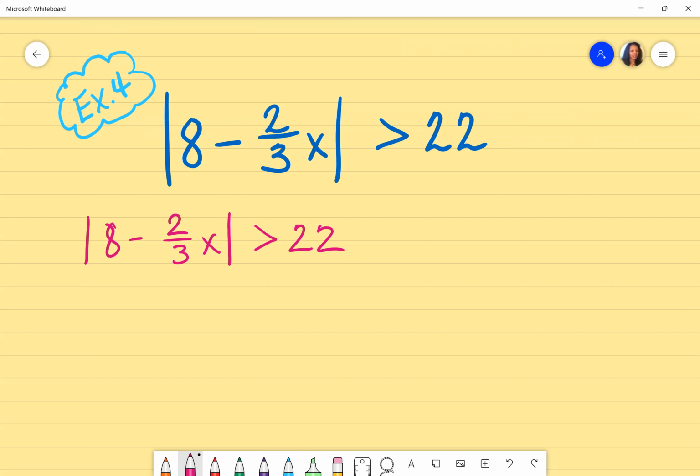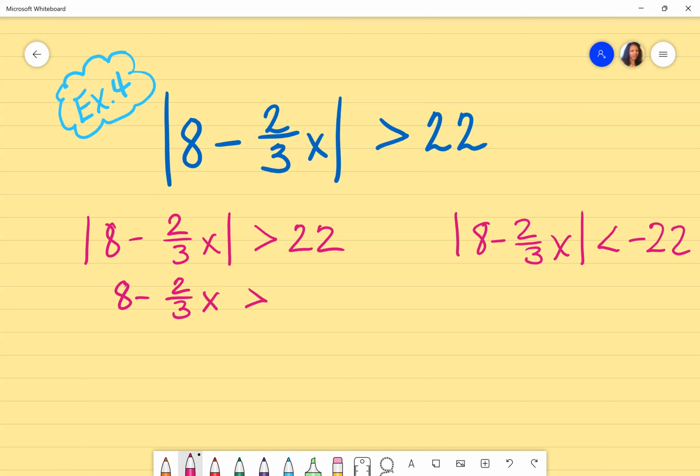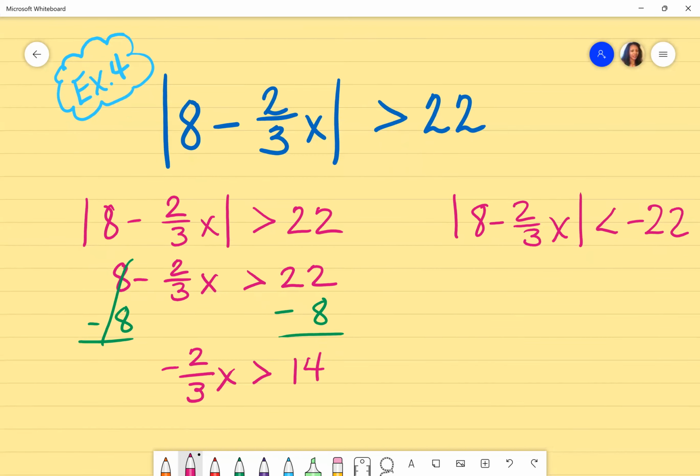And then on the other side, I'm going to do 8 minus 2/3x is less than, change the sign, negative 22. So not only are you switching the signs around, you're also changing the sign of the value that you're working with. Now I can drop my absolute value bars, and I'm left with 8 minus 2/3x is greater than 22. And I want to subtract 8 on both sides, which leaves me with negative 2/3x is greater than 14, 22 minus 8.